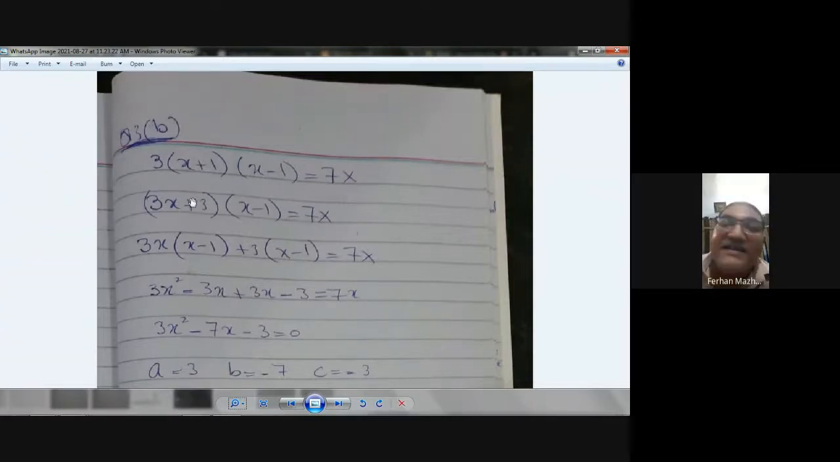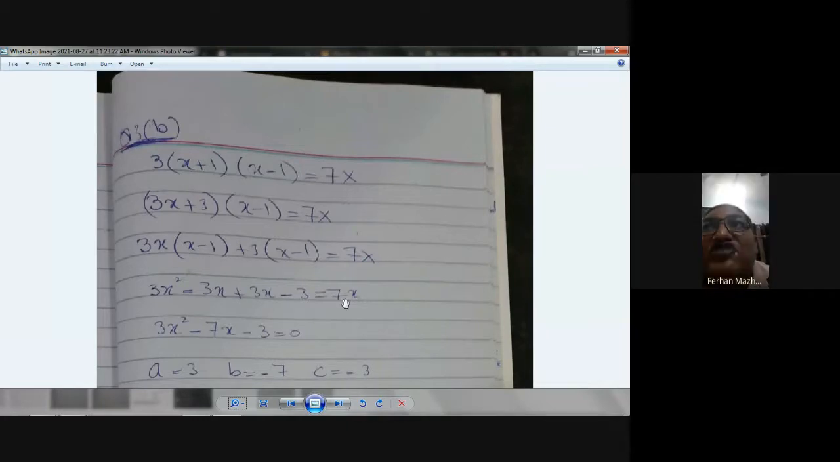Now these two brackets are multiplying. So this 3x will multiply with the second bracket, 3x into x minus 1, and then plus 3 will multiply with the second bracket, equals 7x. This will give 3x squared; 3x multiplied by minus 1 gives minus 3x. Plus 3 will multiply with x, and it will give plus 3x. 3 will multiply with minus 1 and give minus 3, equals 7x. The 3x positive and 3x negative both cancel.